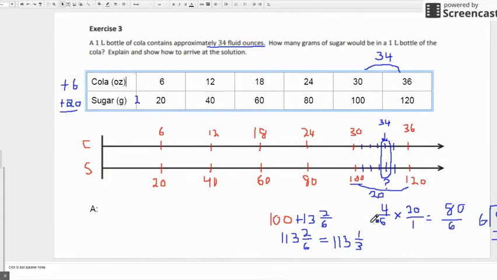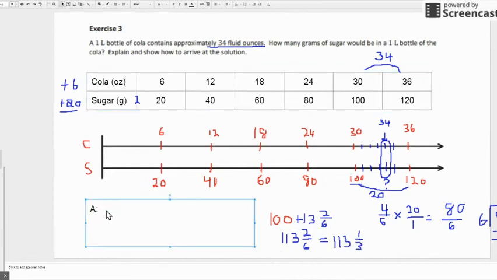So here would be our complete answer. We have 113 1/3 grams of sugar. All right, so let's go and put that down as an answer. There would be 113 1/3 grams of sugar and 34 ounces of cola.